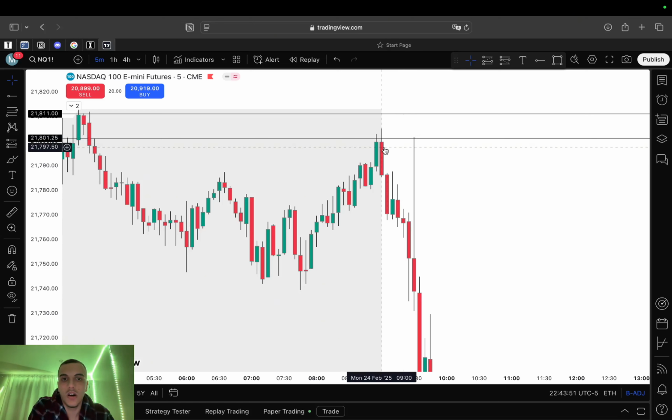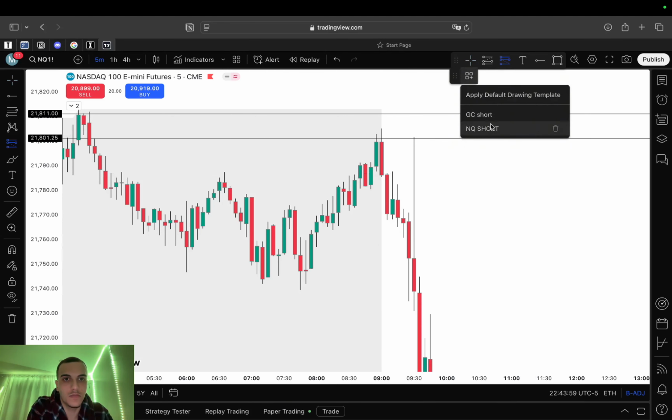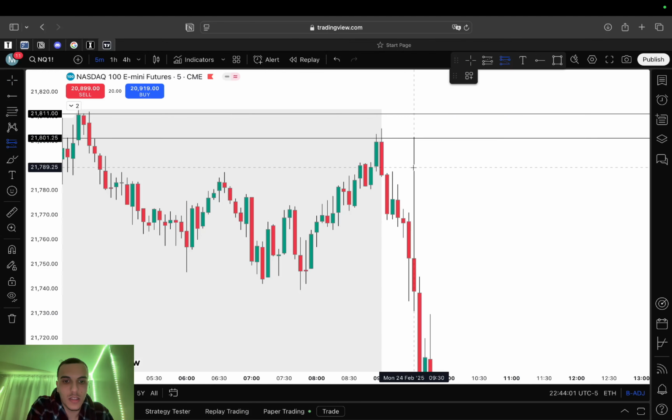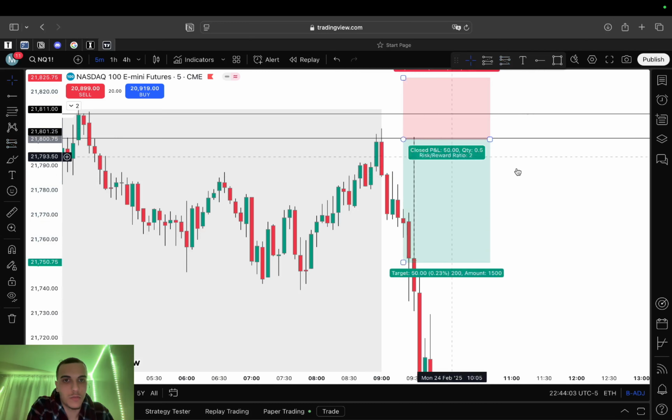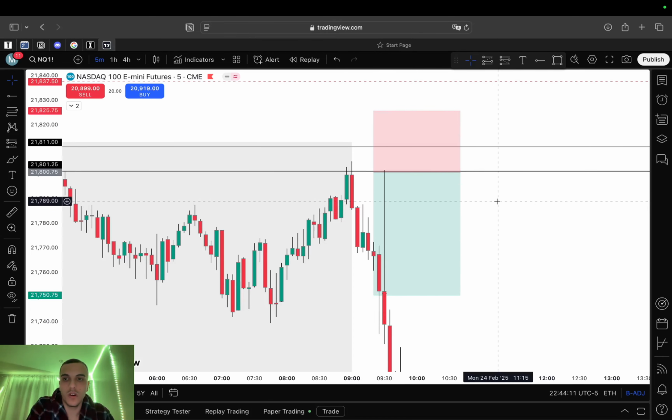Once another candle from the 5-minute time frame taps in it again, I'm in. So as you can see, this candle tapped in again, and from there I'm in. Now I'm risking a 25 stop loss for a 50 take profit, so a 1 to 2 RR.